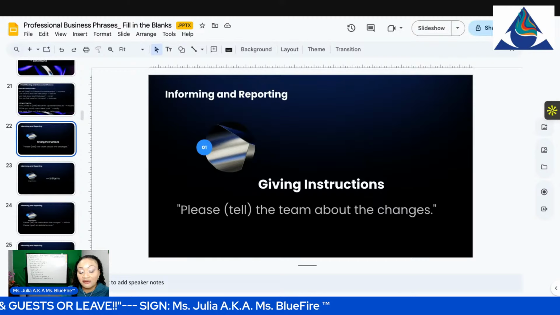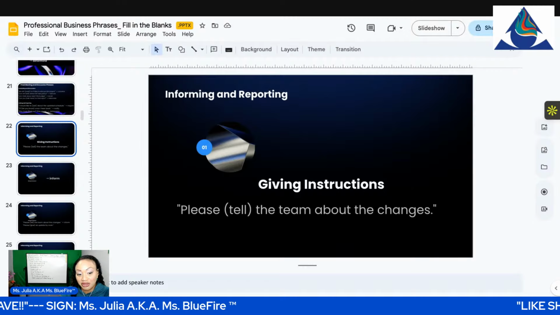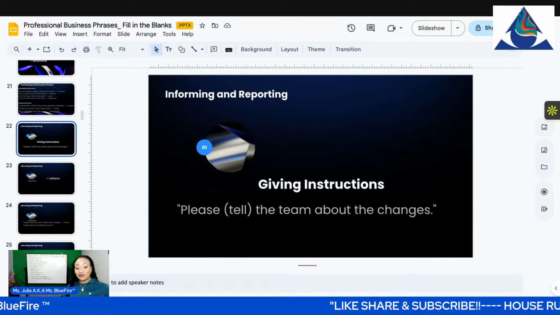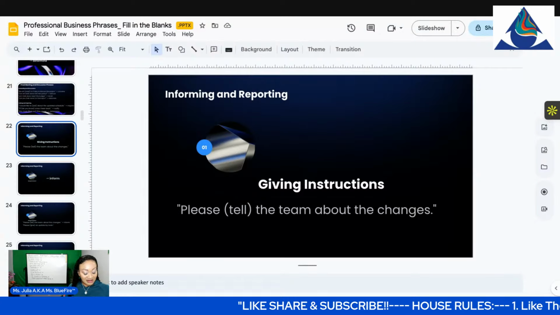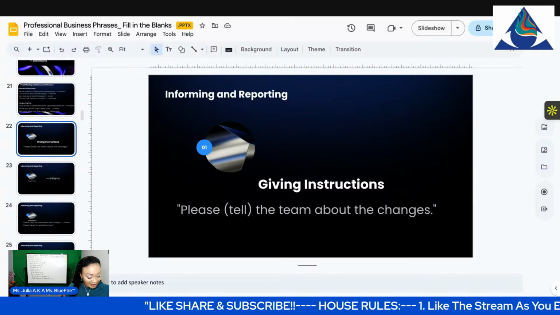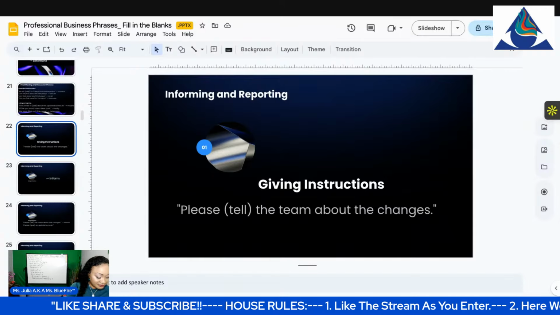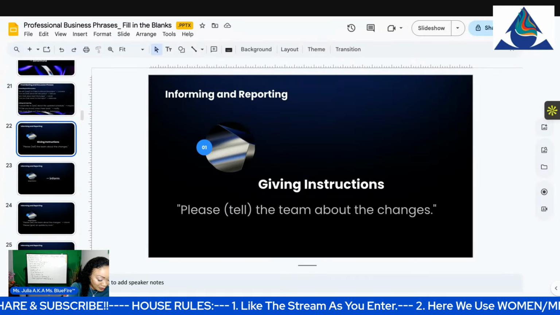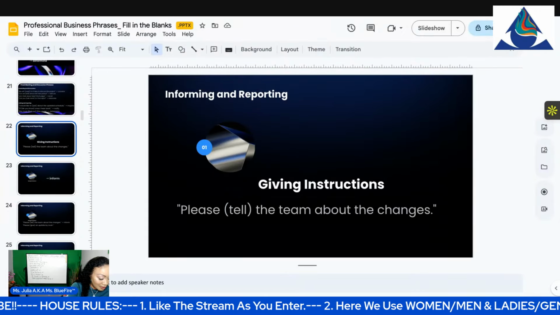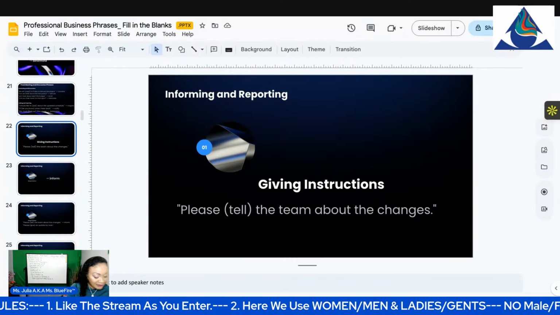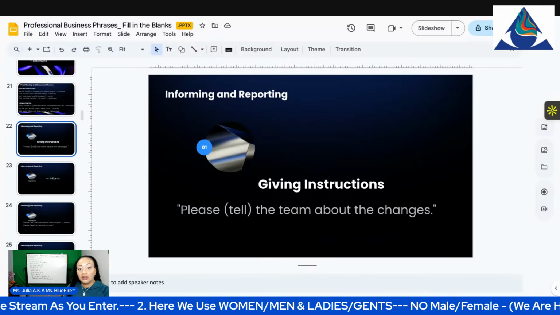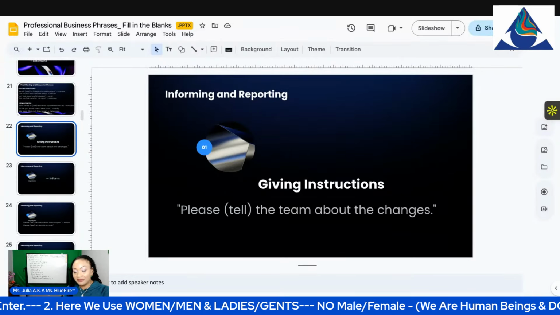Next, informing and reporting and giving instructions. This is very important, guys, because a lot of times you find the language that's used, especially by managers, can be aggressive. And that's how you guys end up in HR. And that's how you guys end up in trouble and people crying, right? That's what happens. You can use words that are less inflammatory.